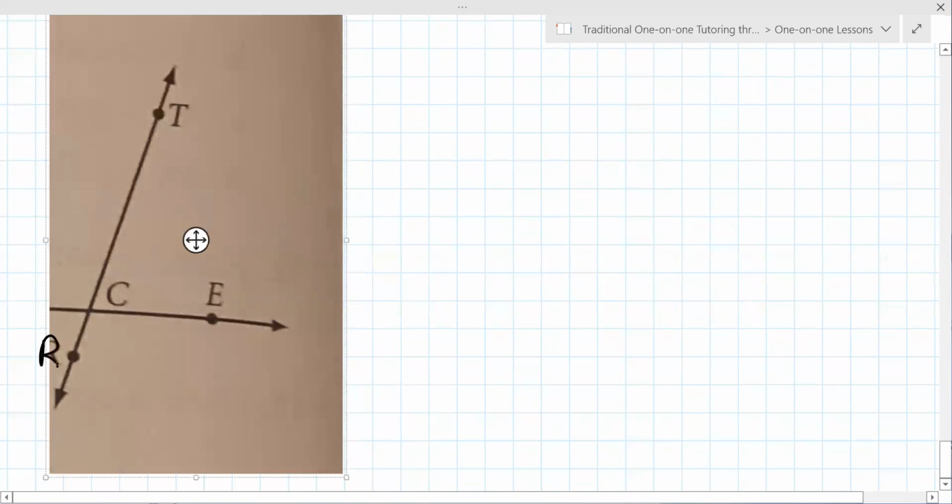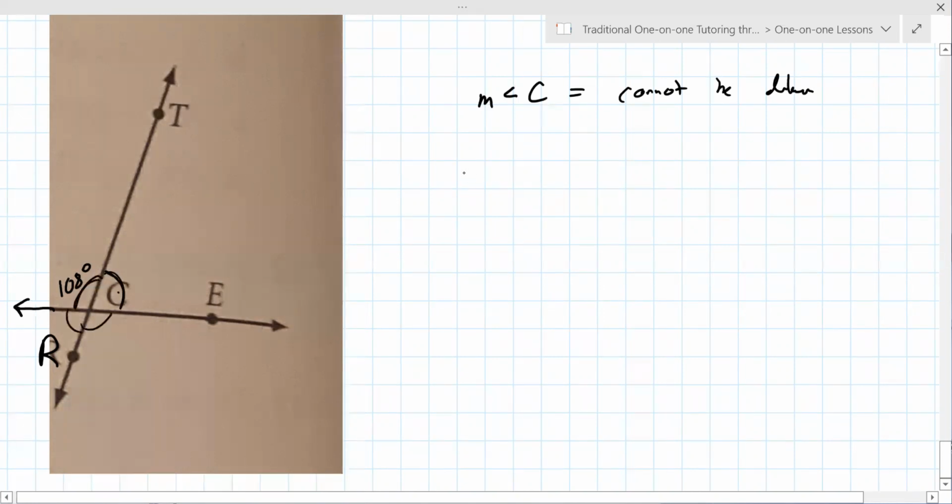All right, so this is R. I know it's not real clear here, and let's put something here. So let's say that this is 108 degrees right here. What is the measure of angle C? 72. Okay, let's try again. It cannot be determined, because we don't know whether C refers to this angle, this angle, or this angle. Right. But what is the measure of angle TCE? That's 72 degrees.